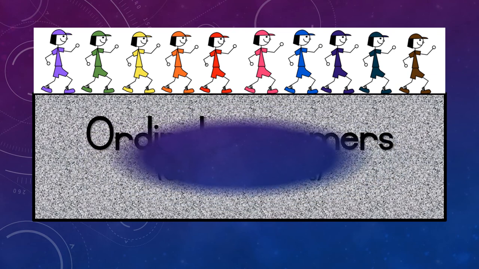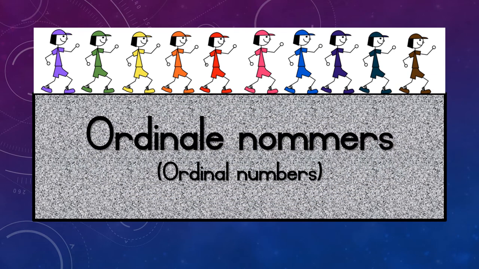Ordinale nommers. Ordinal numbers. Before you start, listen very carefully. Remember, ordinal numbers, ordinale nommers, are a position of something. For example, first, second, third, and so on. Kom ons begin. Let's start.